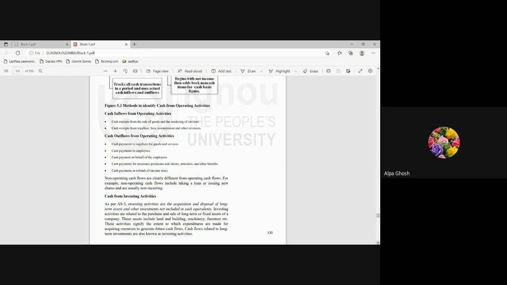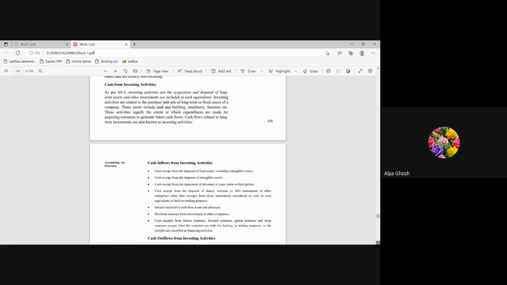Coming to the second category, cash from investing activities, we have a balance sheet, and in the balance sheet, in the right hand side, it is your assets. So any amount in the balance sheet which is invested in the assets comes under investing activity. If previous year the balance of your plant and machinery was 1 lakh and this year it is 2 lakh, it means that there is an additional purchase of assets this year.